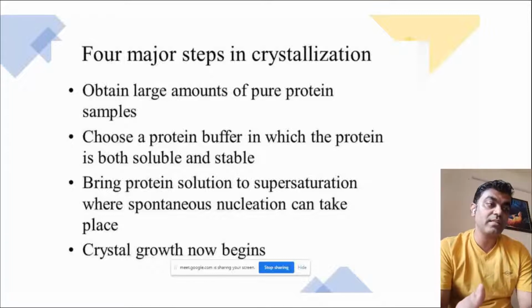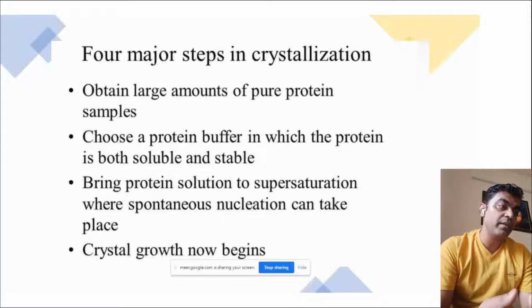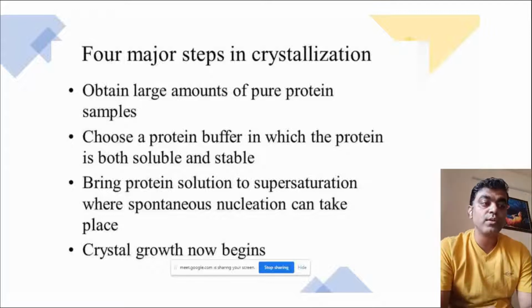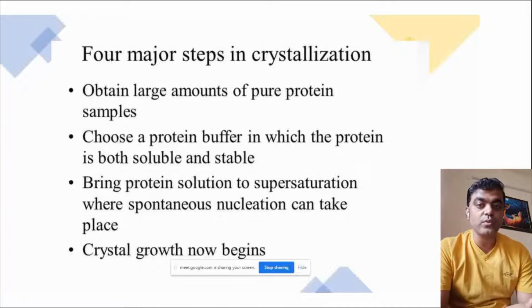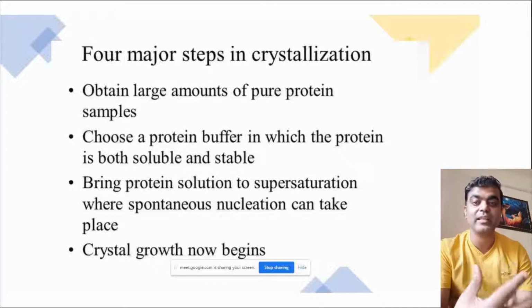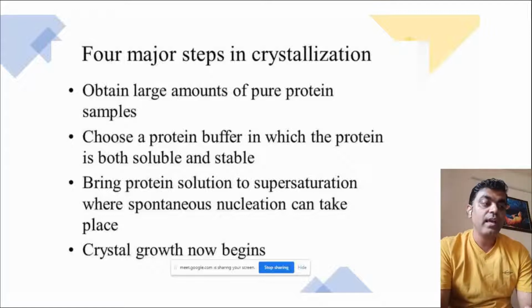Now this is also possible by bringing the protein solution to a supersaturation stage, where you see a lot of spontaneous nucleation and seeding of new crystals taking place.